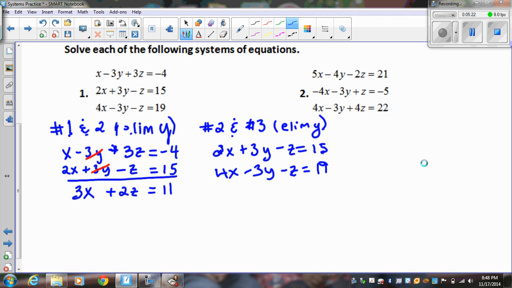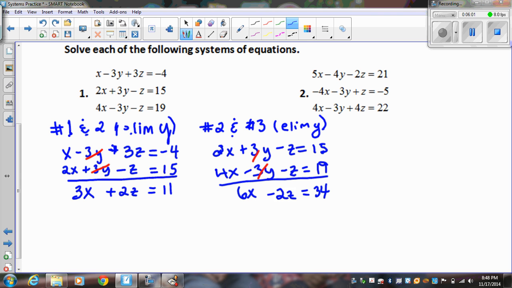It's perfectly fine that those z's are the same sign, because that is not what we're trying to eliminate. We're trying to eliminate the y's. So the 3y and negative 3y eliminate each other. And again, we're going to combine our other terms. 2x plus 4x is actually 6x. Negative z plus negative z is negative 2z. 15 and 19 is 34.